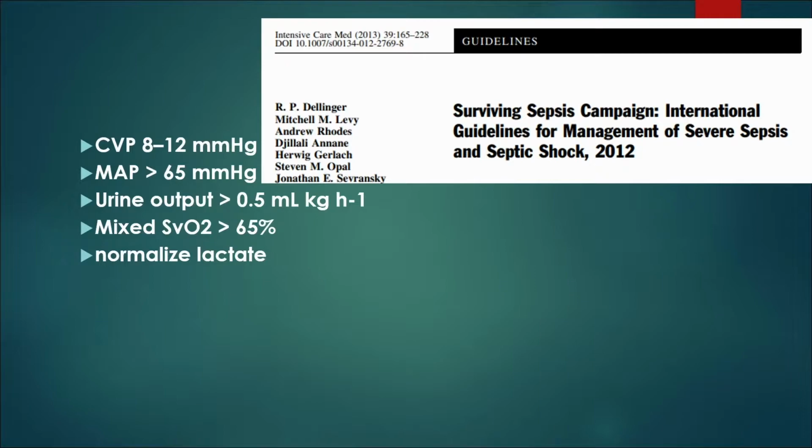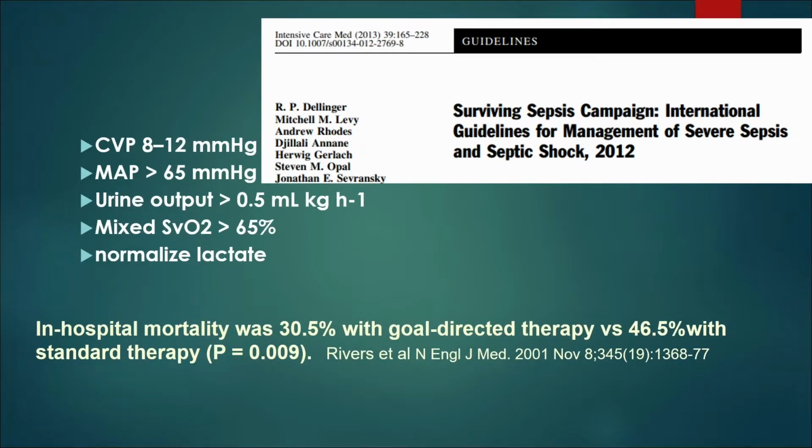Where is it coming from? They're referenced. This is the source, one of them. In-hospital mortality was 30.5 with goal-directed therapy, with exactly these goals, in a randomized controlled trial, versus 46.5 with standard therapy, not goal-directed. And the difference, as you see, is enormous, and you understand why it made it all the way to the guidelines.